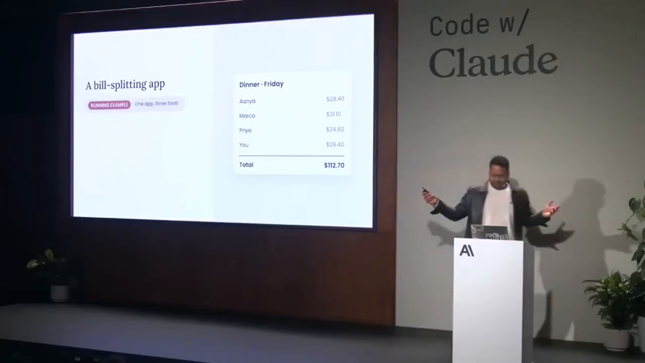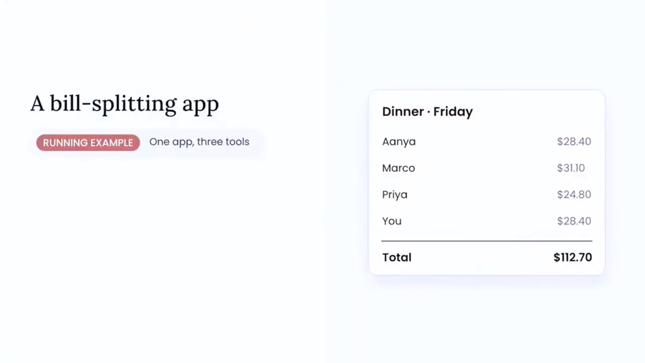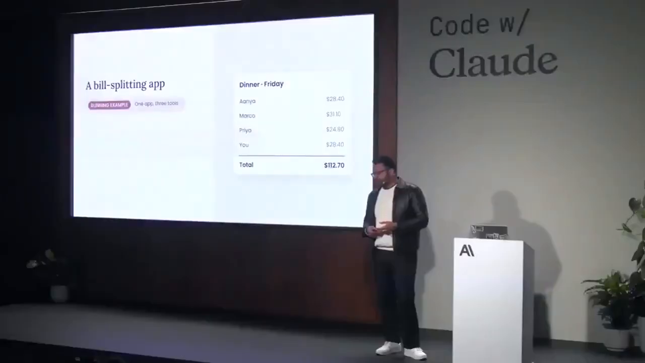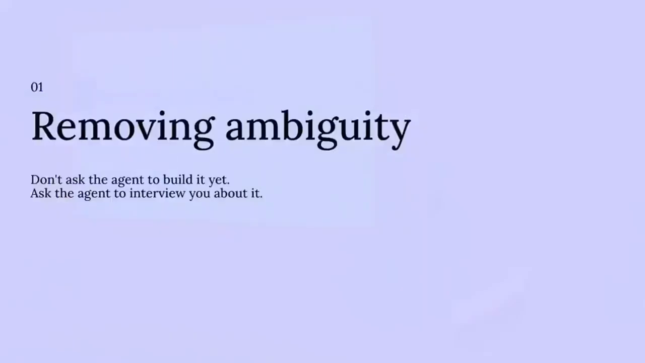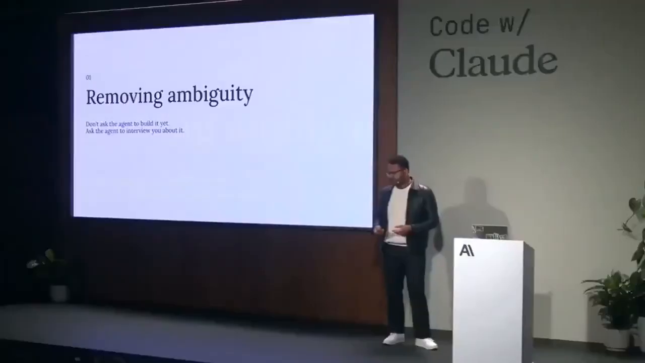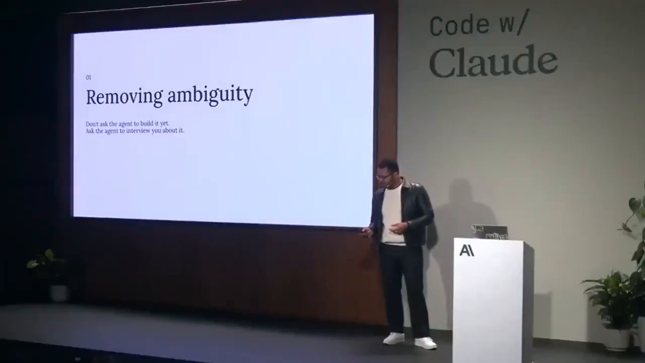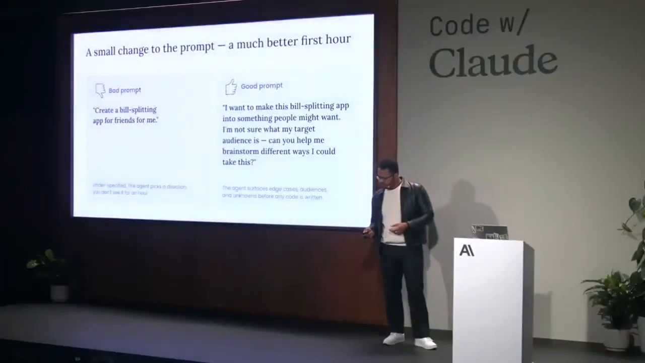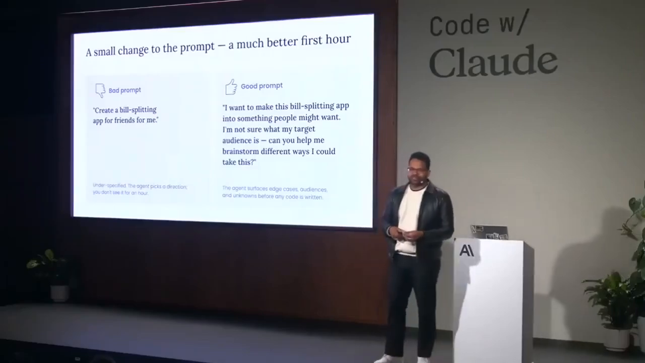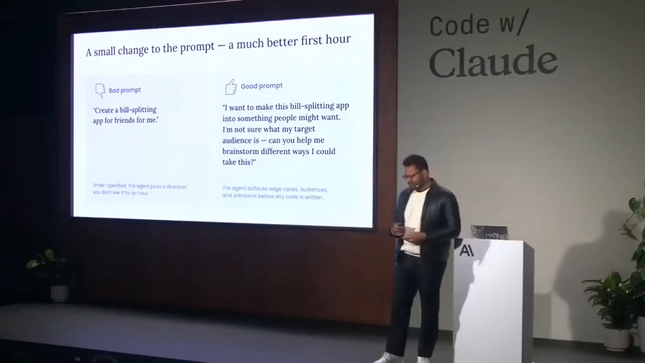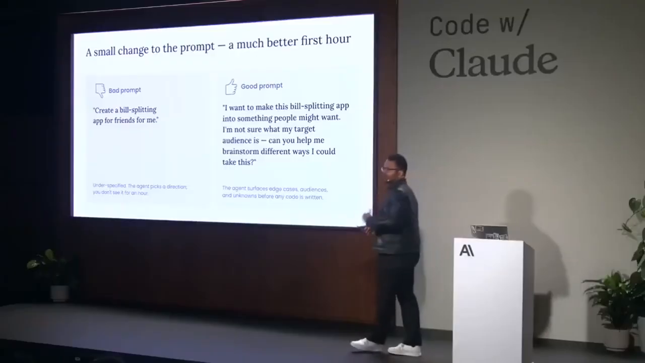Let's say we want to do a bill splitting app. Very simple. You go out with friends. You want to find out who owes what. Let's let Claude interview us around doing this. But before I do that, I'll give you an example of how you would do this and how you could do this better. What's good prompting, what's bad prompting?